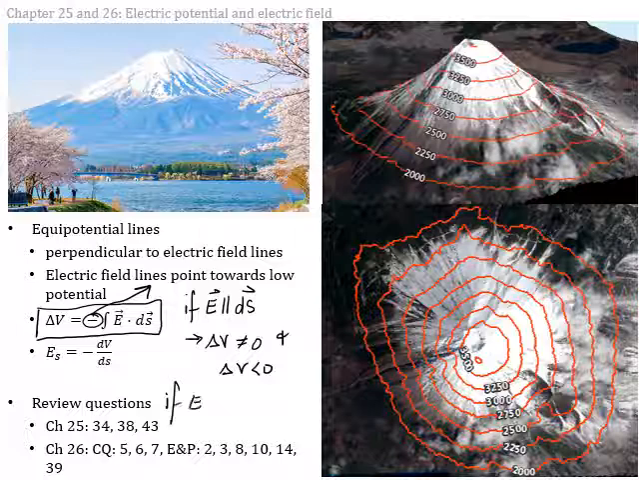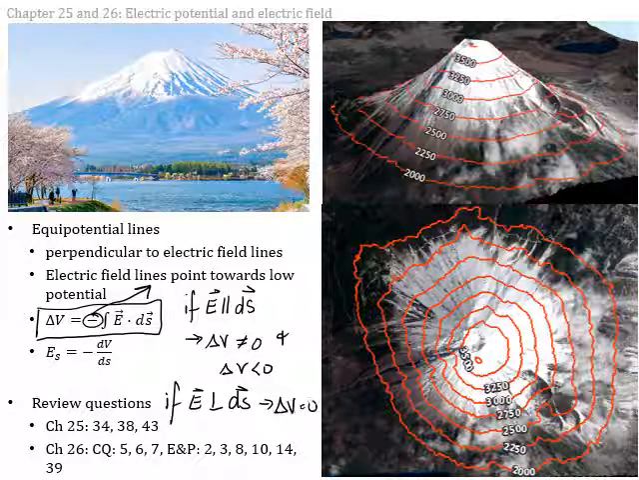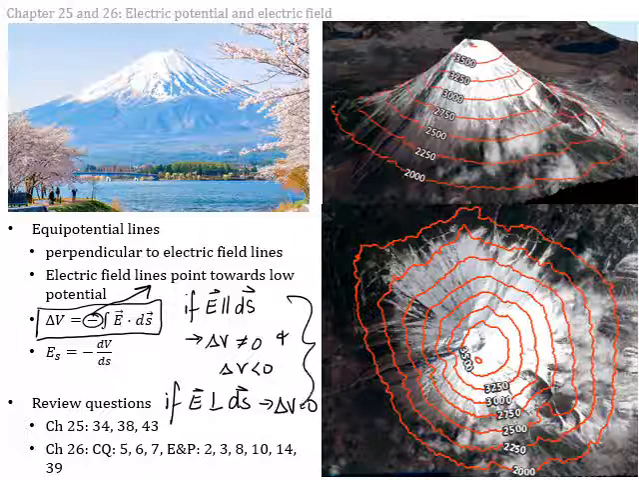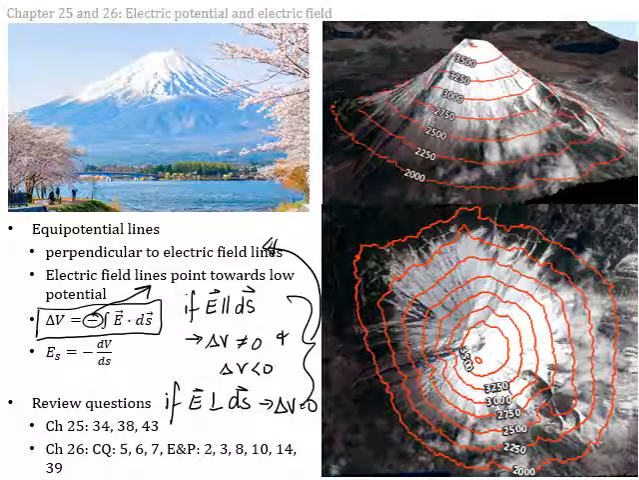If your electric field is perpendicular to your ds, then you have a cosine of 90 in your scalar product, and your delta V is equal to 0. So this part goes with the fact that our equipotential lines, our lines of constant potential, are perpendicular to the electric field lines.